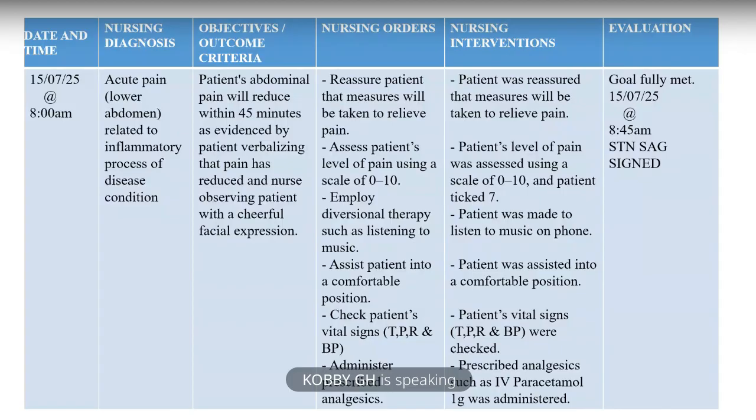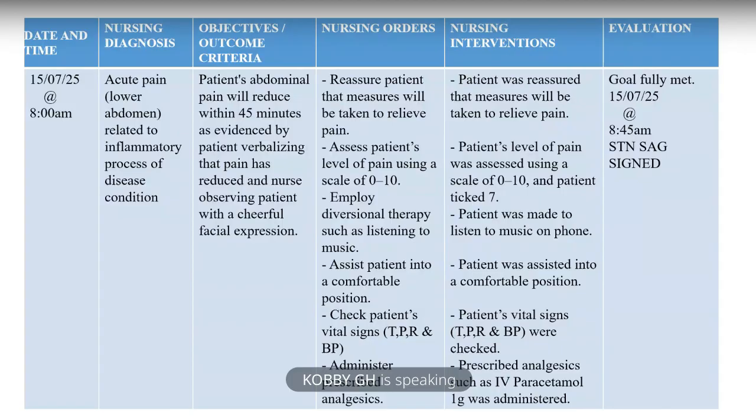Please, are we good? But if the patient has not gone for the surgery, then you relate it to inflammatory process. For example, a patient with malaria, you are writing acute pain, in brackets, lower abdomen, related to inflammatory process of disease or infectious process of disease. If a patient with appendicitis, surgery has not been done, don't write acute pain, lower abdomen, related to surgical intervention. Surgery has not been done. You can't relate it to surgical intervention.